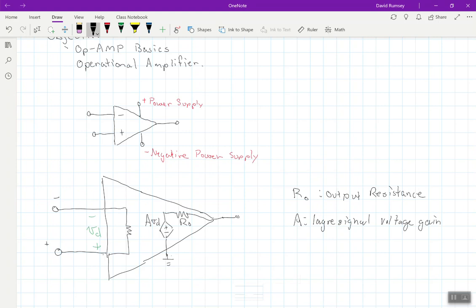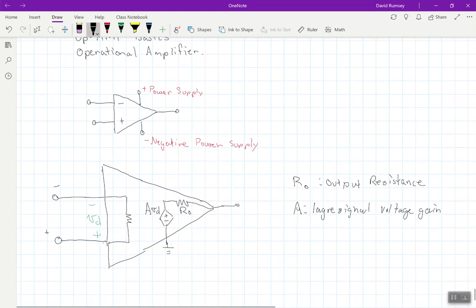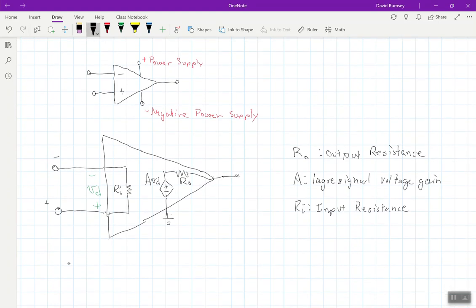Now, I'll put one other label here. This is RI, my input resistance. And this is what we call a non-ideal op-amp. In other words, these are what would be considered real-world op-amps. Real-world op-amps aren't going to be ideal because they're going to have some other parameters here.